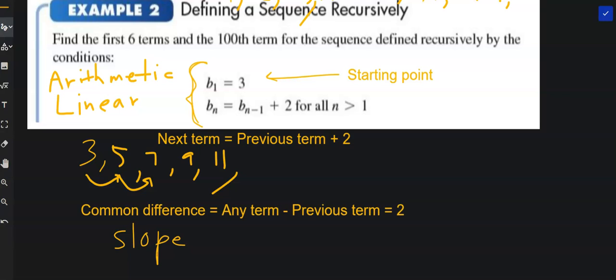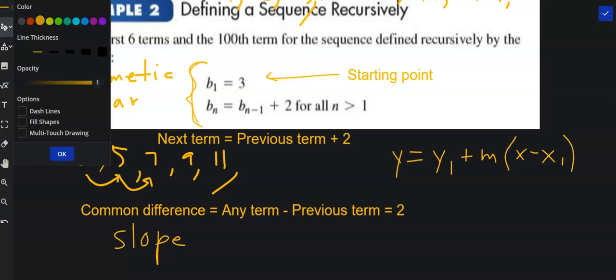Slope. If this is a linear function, don't you think we can come up with a formula for this? Maybe something that looks an awful lot like the point slope form of the line that you guys know and love. Remember that?